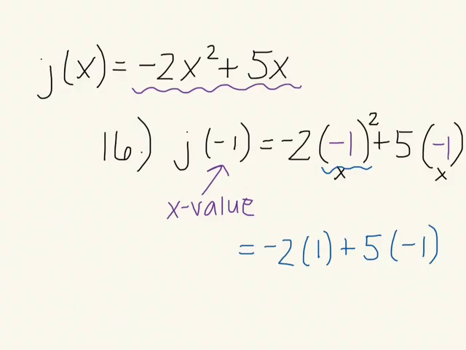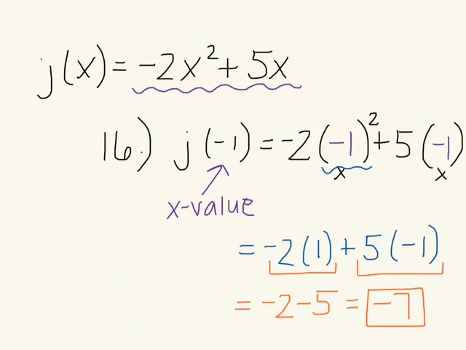Now, the next thing we're going to do is this multiplication. -2 times 1 is -2. 5 times -1 is -5. And -2 minus 5 is -7. So our answer is -7.